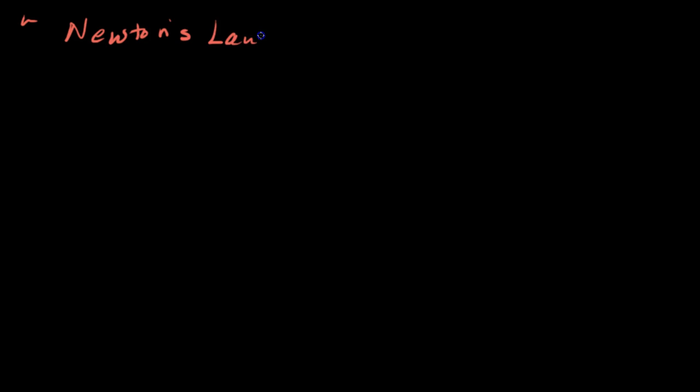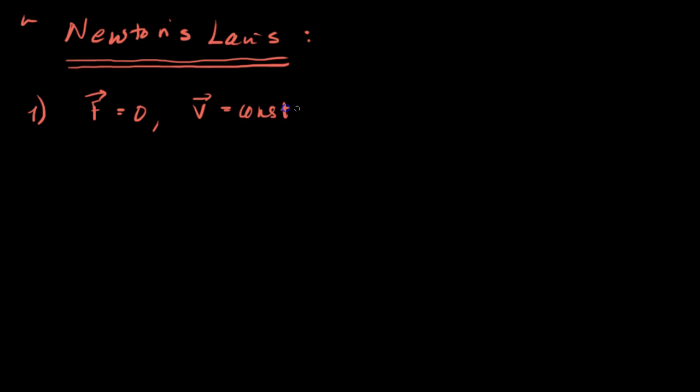I don't want to belabor you with this. I could talk about how Newton discovered these laws, I could make some stuff up for you, and then say how he wrote it in his paper, the Principia. But let's just talk about these laws, shall we? Newton's first law: an object in motion will remain in motion, and an object at rest will remain at rest. A very famous law. That just means that if there's no external force, if F is zero, then the velocity will remain constant. And if there's no velocity to begin with, then it's just going to stay still. An object at rest will stay at rest.